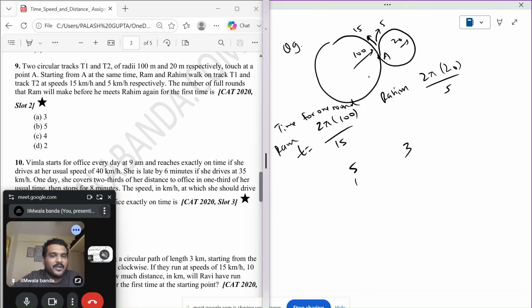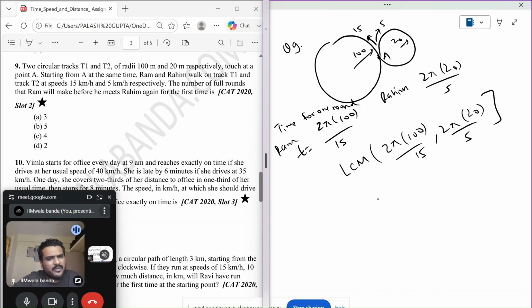So if you look at when Ram is touching point A, at 5 seconds, 10 seconds, 15, 20, 25, 30, and so on. Rahim, on the other hand, will touch the starting point at 3, 6, 9, 12, 15, and so on. So when will they meet? At 15 seconds. So this is basically the LCM of the two. We need to find out the LCM of the two times. So LCM of 2 pi into 100 by 15 and 2 pi into 20 by 5.